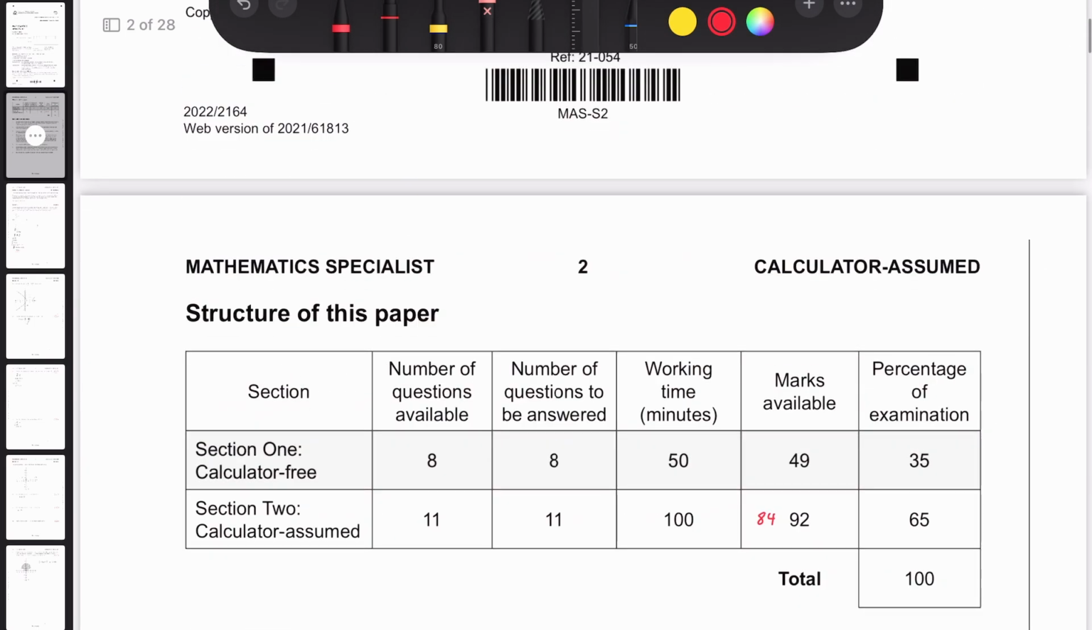So yeah, we're going to move on to 2022 now. Only 2 more exams to do. Let's go.